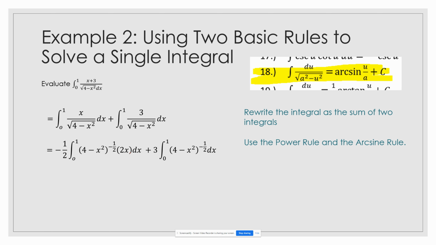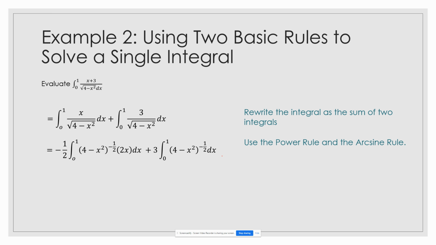Okay, so this is what we just did. It's a little bit uglier, but this is going to be the power rule, and then this is going to be our arcsine rule. And so we get negative 4 minus x squared to the 1/2 plus 3 arcsine of x over 2. And then we need to evaluate it.